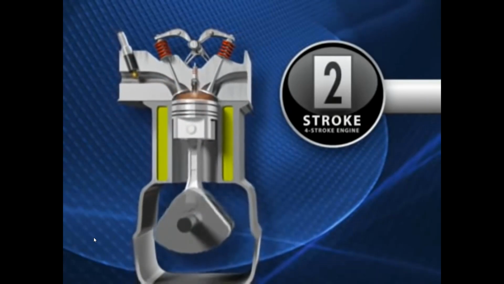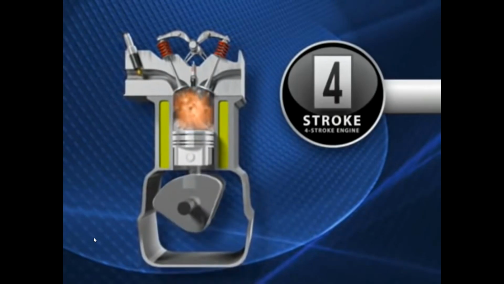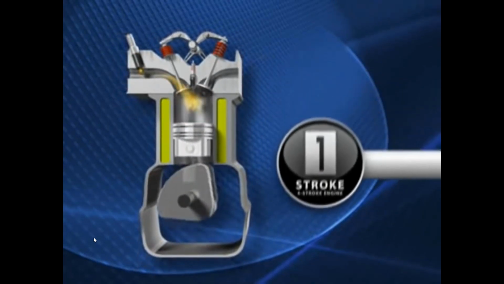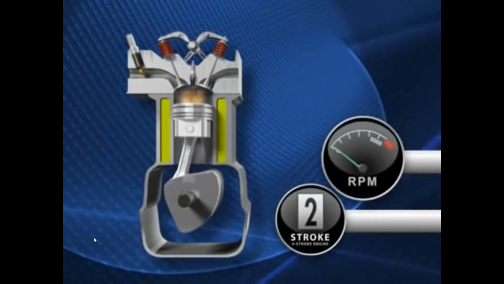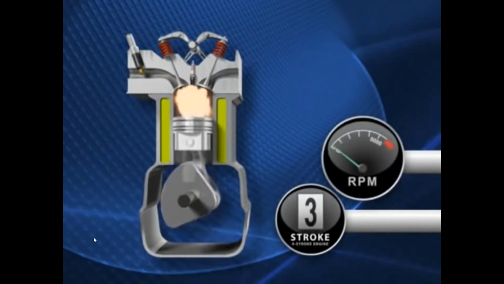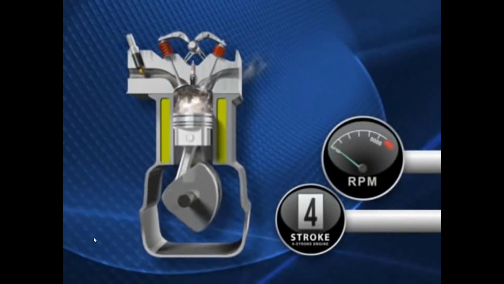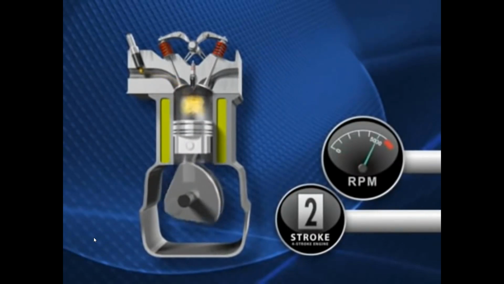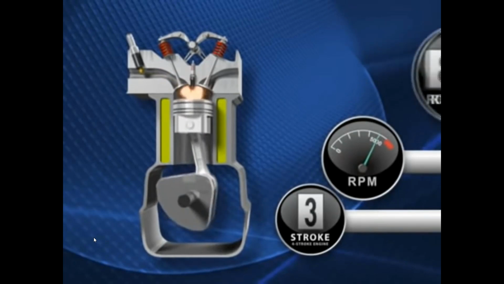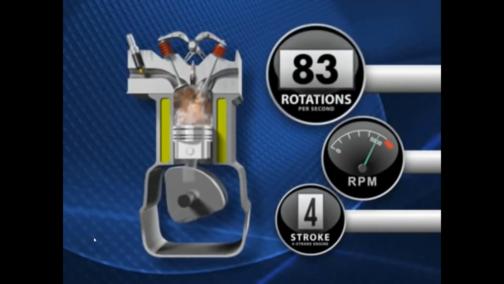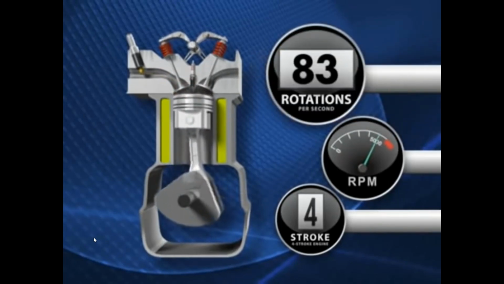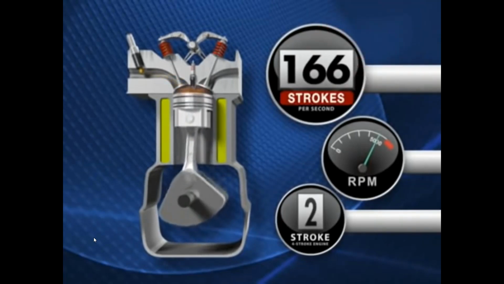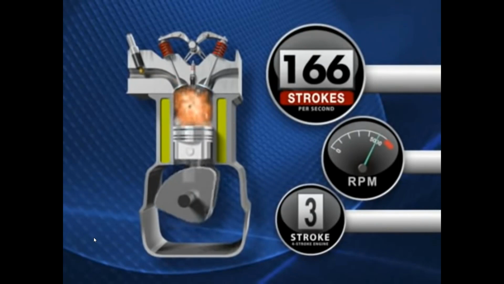It takes 1 up and down motion or 2 strokes of the piston to create 1 revolution of the crankshaft. RPMs, or revolutions per minute, is how many times the crankshaft rotates within that minute. At wide open throttle, the crankshaft may turn at 5,000 RPMs, or a dizzyingly 83 times per second. Meanwhile, the piston traveled up and down 166 times in that same second.